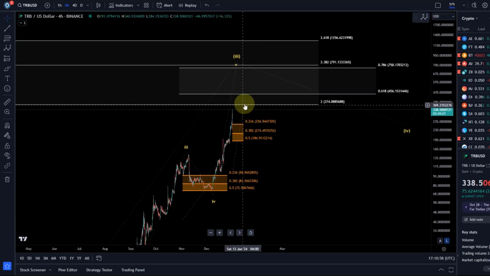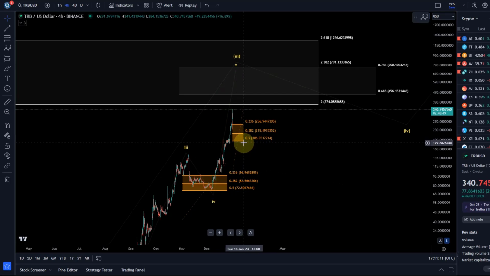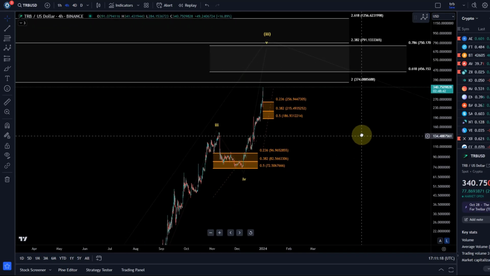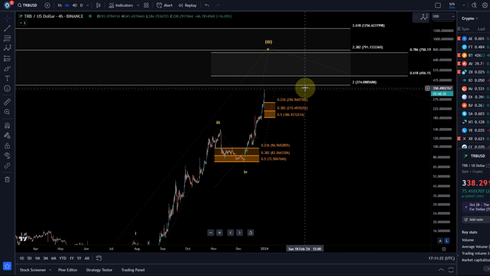So I would pay attention to the next level. 374 seems to be the next target. If that level is broken, then 456 should be next. And all of that is still achievable as long as the $186 level is holding. Below 186, we have to assume a top is in place. And I cannot give you any closer support areas because of these crazy extensions here.